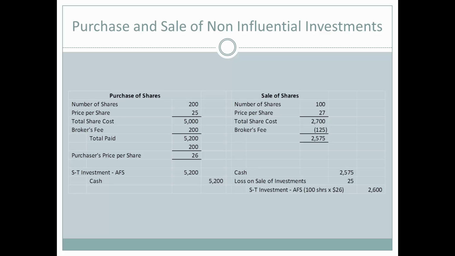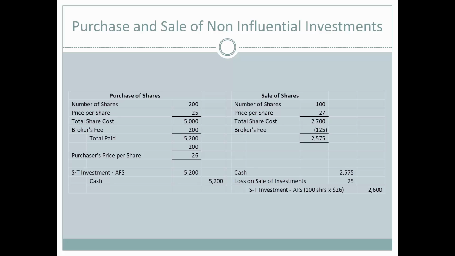The price per share on the market on the day that we purchased them is $25, so we're purchasing 200 shares. The total share cost for us is $5,000, and then there's a broker's fee of $200. So the total amount paid for the investment is going to be $5,200. And then we're going to divide that by the number of shares that we have on hand, and this is going to be the purchaser's price per share. So the company's price per share is going to be $26, not $25, because you have to add in the fact that they also paid the broker's fee, and that's part of the cost of the investment.